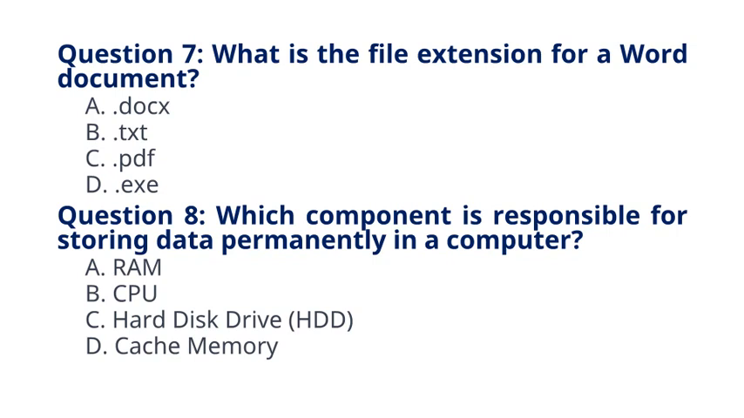Question 8. Which component is responsible for storing data permanently in a computer? A. RAM. B. CPU. C. Hard disk drive, HDD. D. Cache memory. The correct answer to question 8 is option C. Hard disk drive, HDD. Explanation. The hard disk drive, HDD, is a storage device used for permanent data storage.